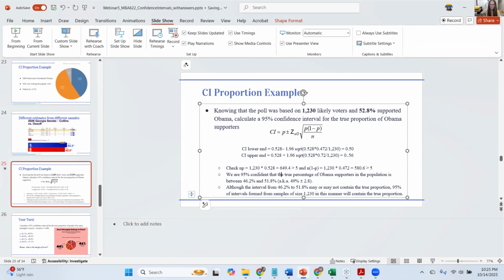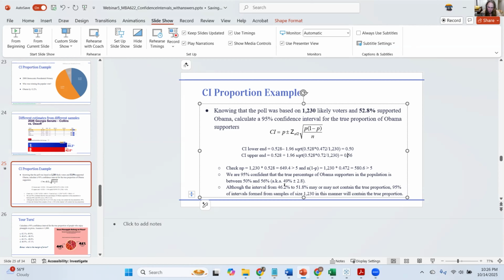All right. So we're 95% confident that the true mean is going to be between 50% and 56%. Right? Does that make sense? That makes sense to everybody.